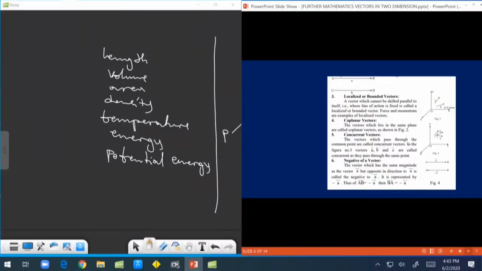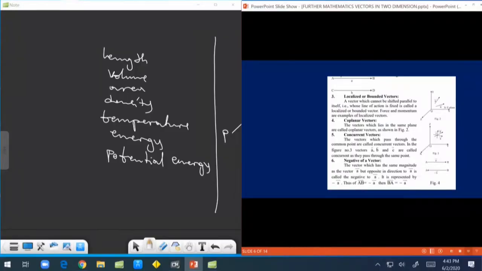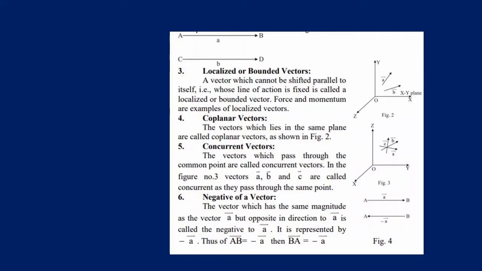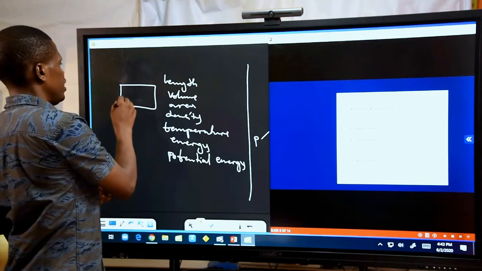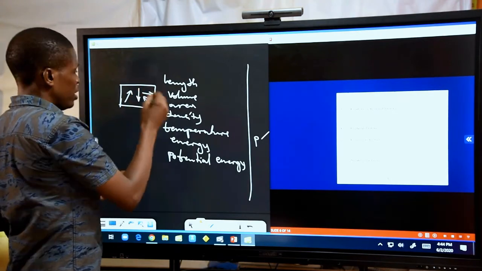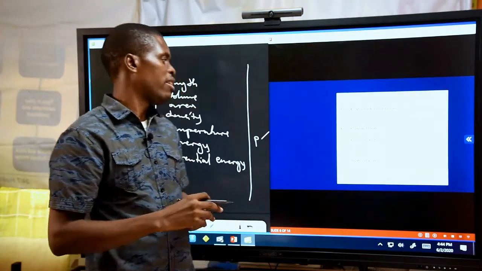So we have the localized or bounded vector. A vector which cannot be shifted parallel to itself, whose line of action is fixed, is called a localized or bounded vector. We have coplanar vectors. These are vectors which lie on the same plane: 2 or more vectors that are acting on the same plane. When we have 2 or more vectors acting on a plane, 1, 2, 3, and 4, and so on and so forth, you call them coplanar vectors. If they are forces, you say coplanar forces.